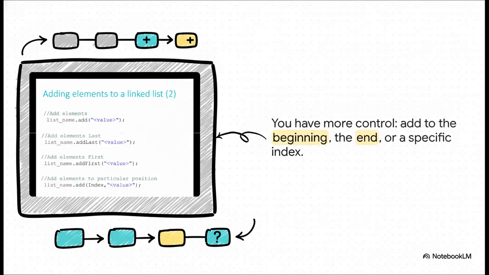Perfect! But what if you don't want to just add to the end? You've got options. addFirst is great for putting something right at the front of the line. And for total control, you can give it an index to stick an element exactly where you want it in the middle of the chain.